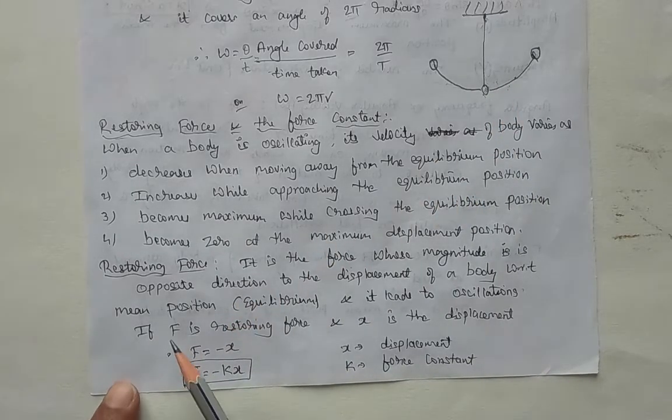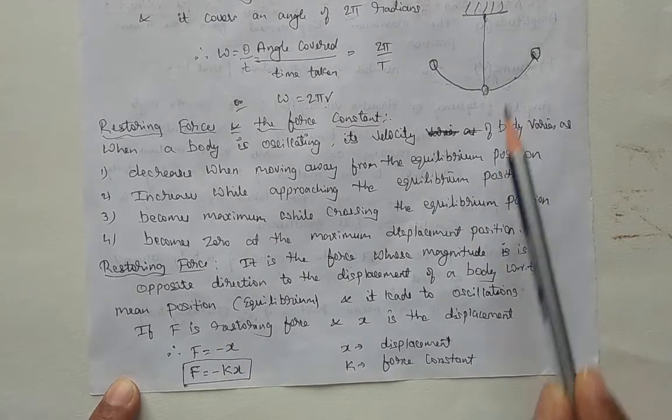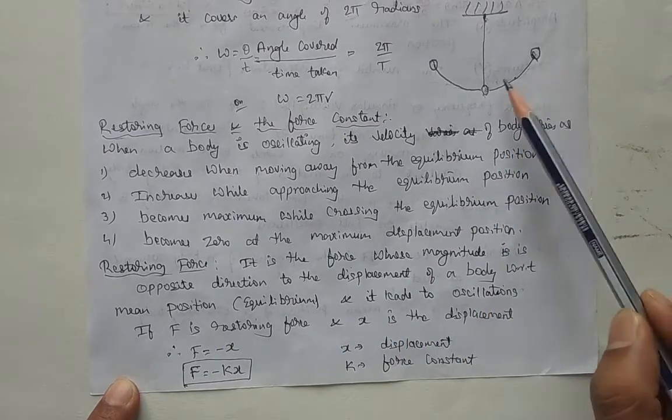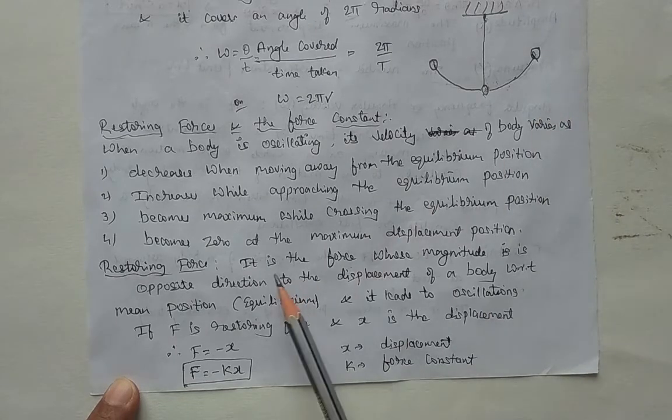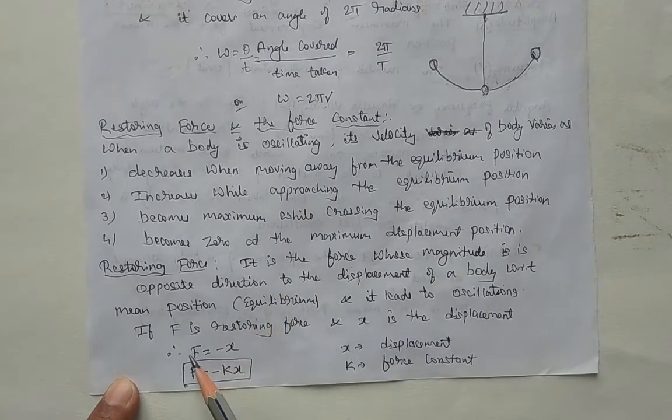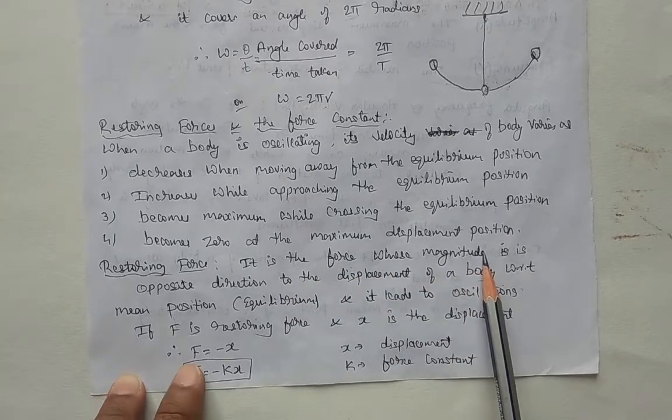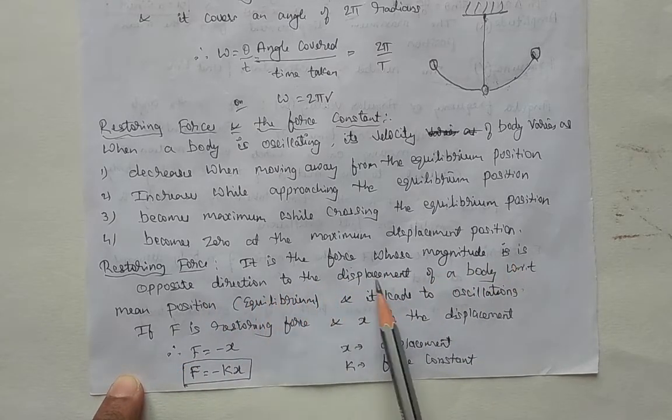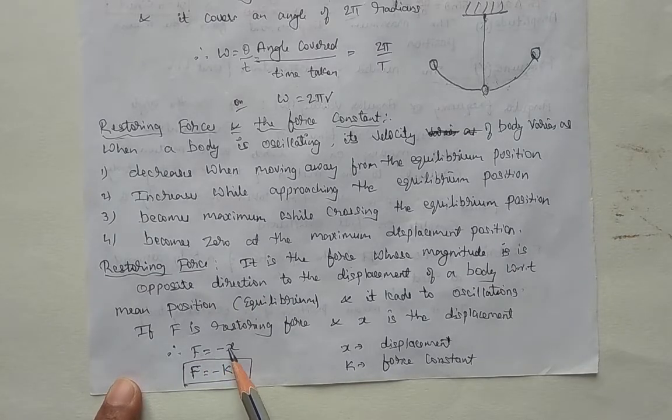And mathematically, suppose F is the restoring force and X is the displacement which the body has moved. According to the definition of the restoring force, F is the force whose magnitude is proportional and direction opposite to the displacement, meaning F is equal to minus X. The restoring force is the negative of the displacement X.